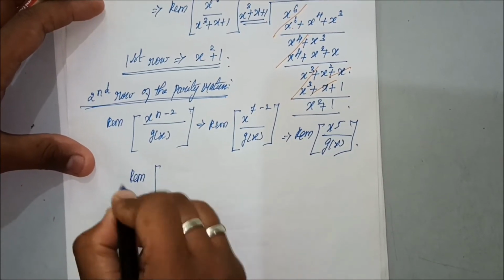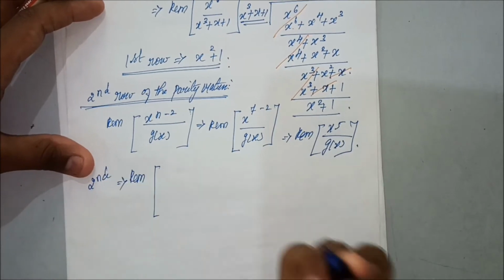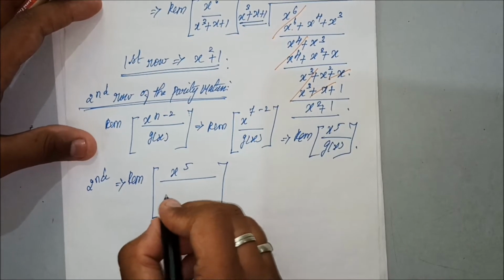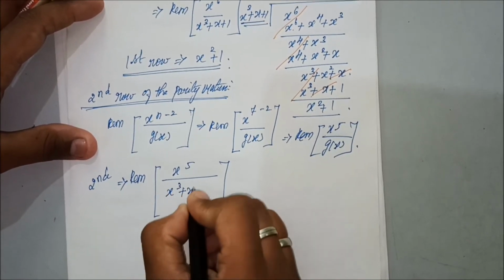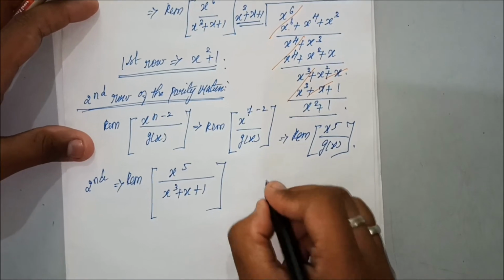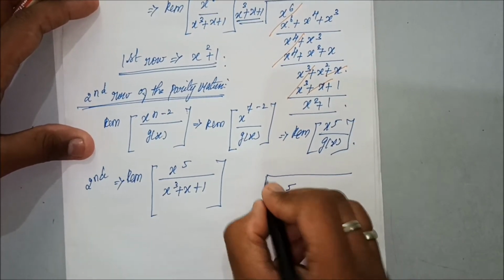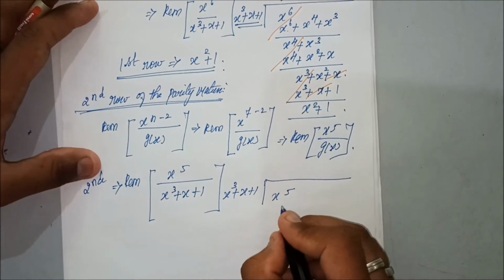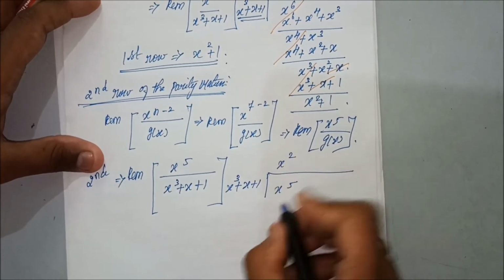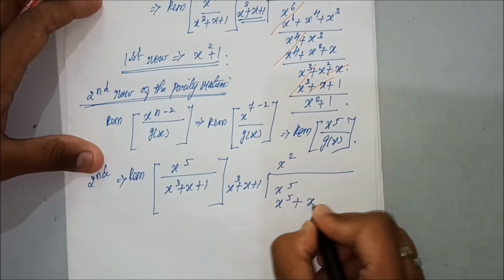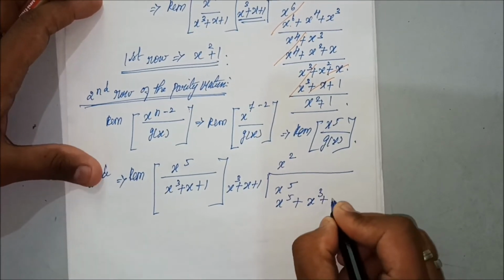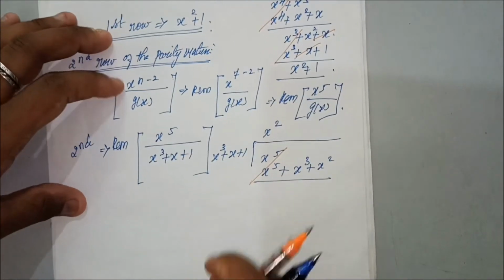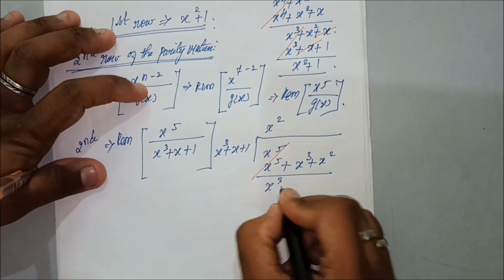Now I am going to replace the values. This is the second row's value: the remainder of x^5 divided by g(x). What is the g(x) value? It is x^3 + x + 1. Again I am going to use the long division method. Inside the bracket it will be x^5 and outside the bracket it will be x^3 + x + 1. If I put x^2 over here, this will be equal to x^5 + x^3 + x^2. If I cancel these, it will be equal to x^3 + x^2.